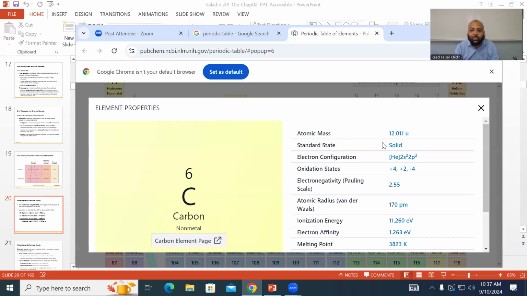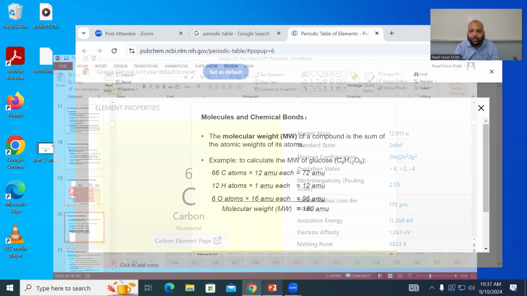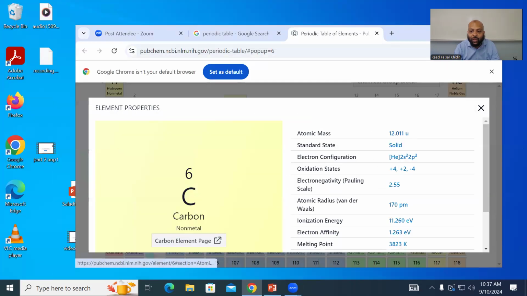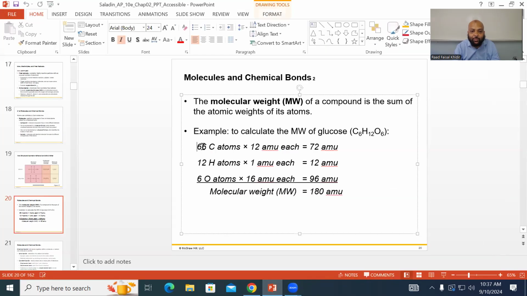So let's look at carbon. Carbon has how much? 12 atomic mass units. So I have 6 of them. So I multiply, that's a typo. So 6 carbon atoms multiplied by 12 is 72.